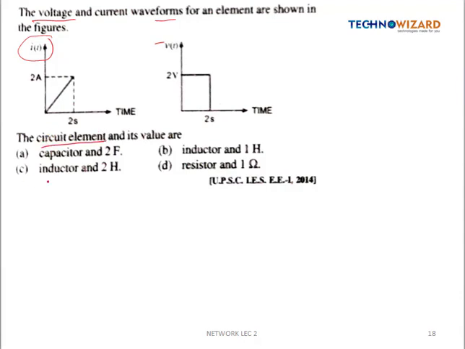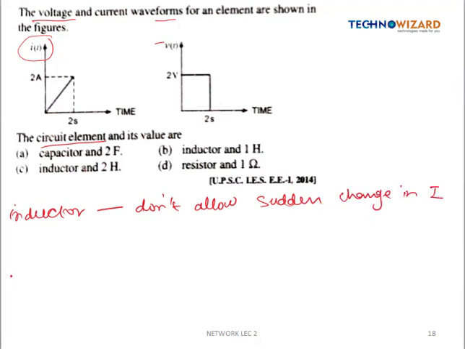Okay, so you must know there are two properties, one for the inductor and one for the capacitor. Inductor property is that it does not allow the sudden change in current, right? Similarly, capacitor doesn't allow sudden change in voltage. So do remember this property, it's very important.